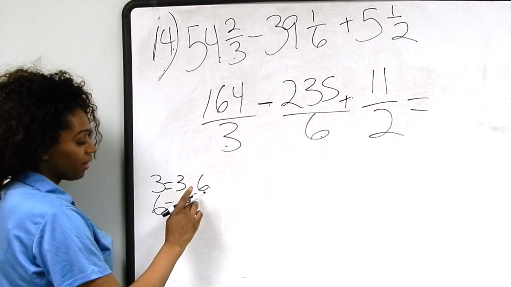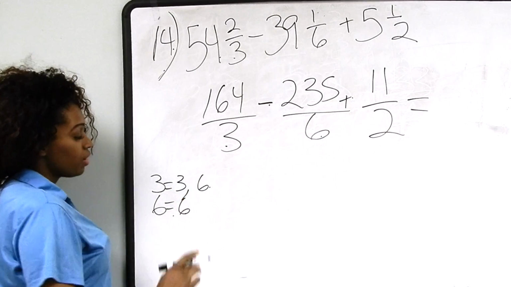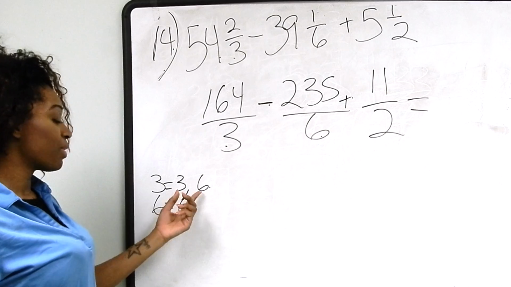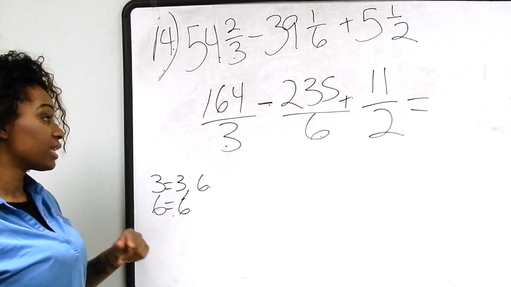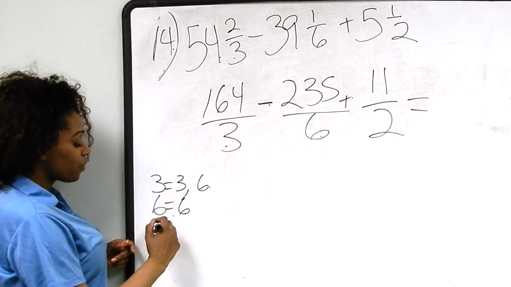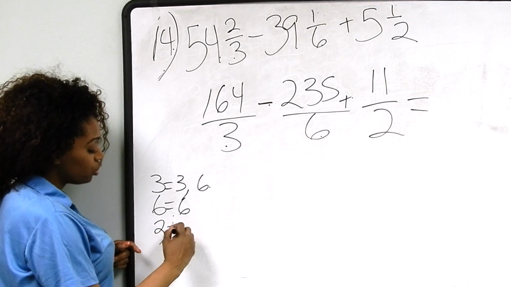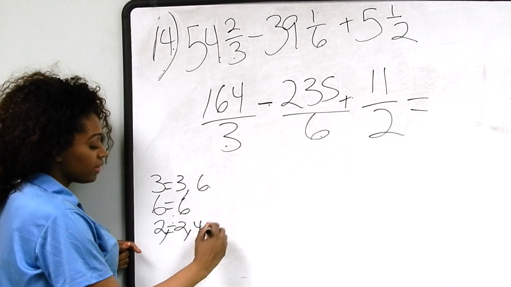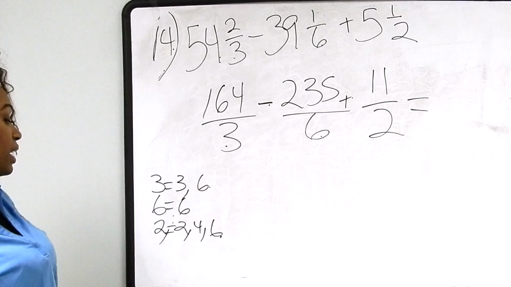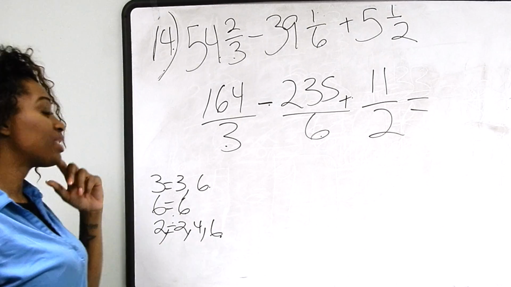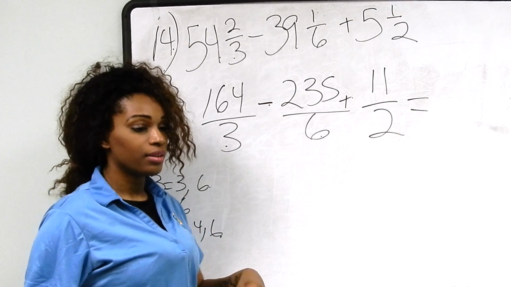I'm going to stop there because now I have two numbers. I have 3 and 6, and they both have 6 in common. So now I'm going to look to see if 2 has a factor of 6 in common as well. Factors of 2 are 2, then 4, then 6. So 6 is a factor of 3, 6, and 2. So that's what we're going to use in our denominator.